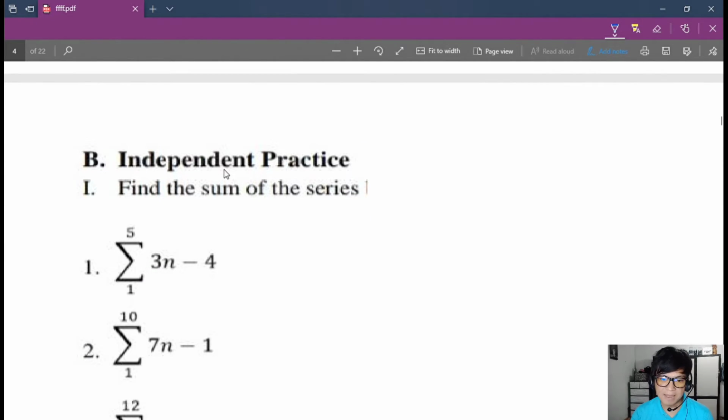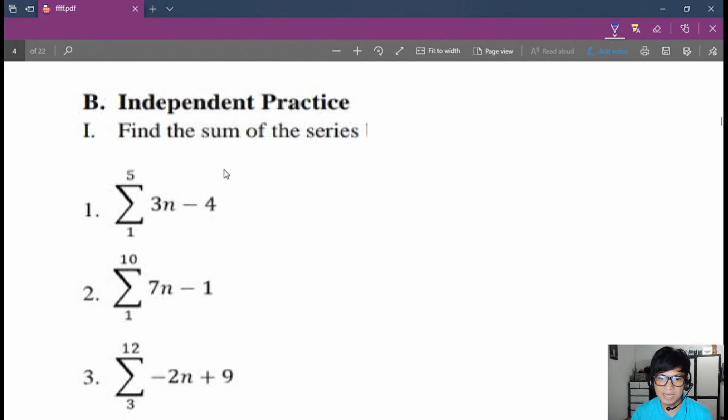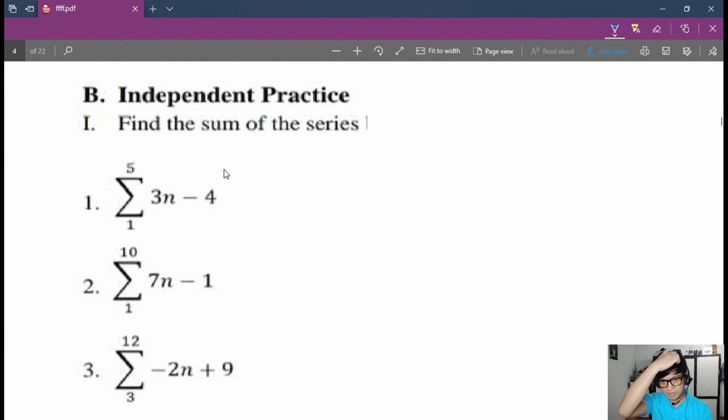Okay, find the sum. Okay, ito na. Hanapin na natin ang sum. Find the sum of the series. So, kailangan natin mag-add dito. Present natin muna ito siya using the arithmetic series. So, ang value ng n natin is from 1 to 5. So, 3 times 1 is 3 minus 4 is negative 1.